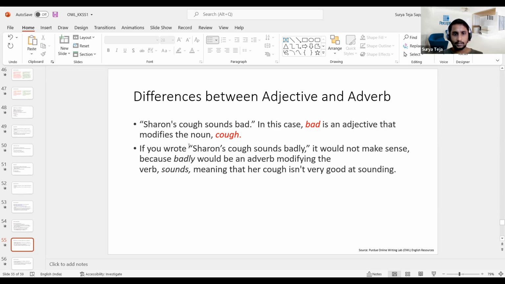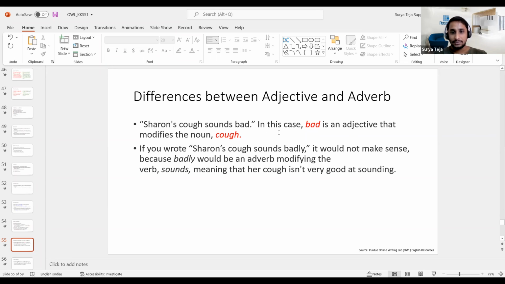We should not say Sharon's cough sounds badly, because it is not making sense: we are talking about a noun and we are putting an adverb here. What this basically gives is a meaning about the music of the person, as if the sound of his cough is not at all good. It gives a very different kind of meaning. So you don't want any cough these days, isn't it? Yeah, especially in the COVID times.